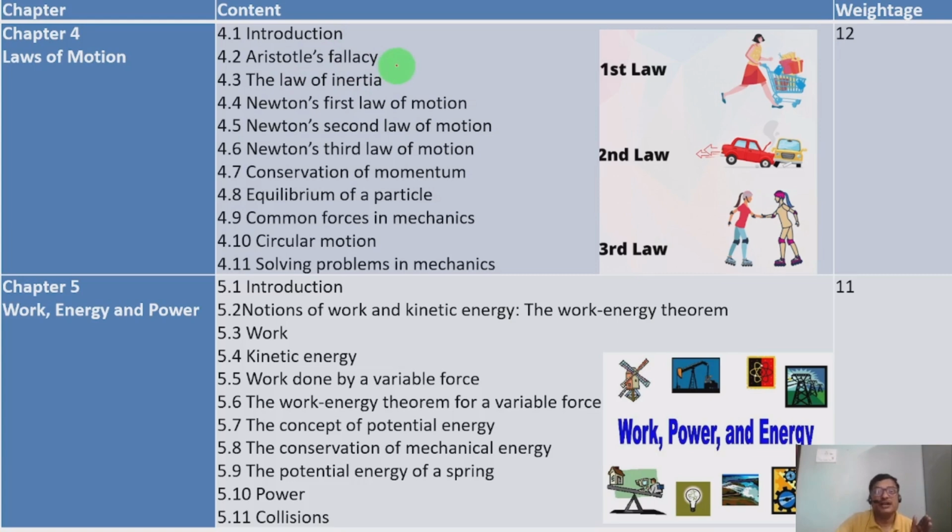Okay, that is an incorrect idea which was stated earlier by Aristotle, and later it was corrected by Newton, and the laws were set for motion. And 4.3, law of inertia. 4.4, Newton's first law of motion. 4.5, Newton's second law of motion. 4.6, Newton's third law of motion. And 4.7, conservation of momentum. Conservation of momentum we are going to take.